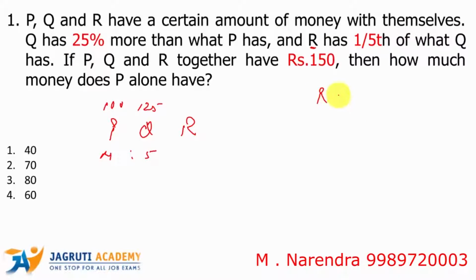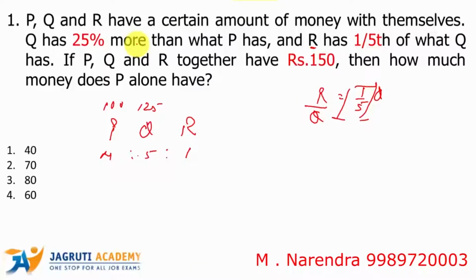That means R is equal to 1/5 of Q, which is nothing but R by Q is equal to 1/5, where R is 1 and Q is 5. So as Q is already 5, take R as 1. So the money with P, Q and R are in the ratio of 4:5:1.